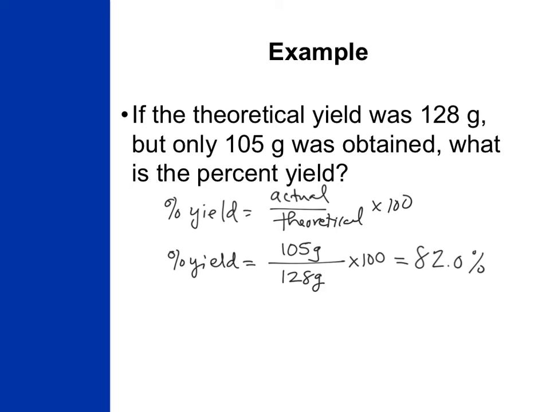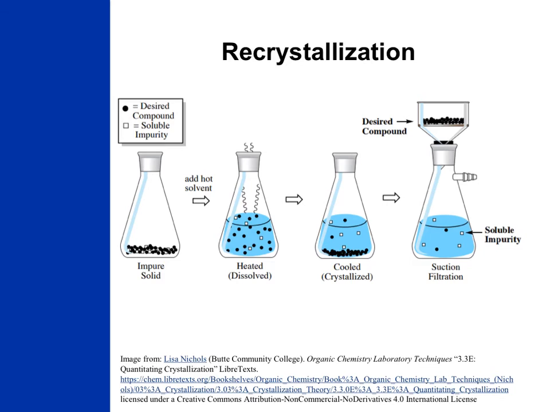Think of it like an exam score or when you're calculating your final grade. You could score 100 points, but you don't always do that. Your actual score divided by your theoretical score equals your grade. So our actual yield divided by our theoretical yield gives us our percent yield.